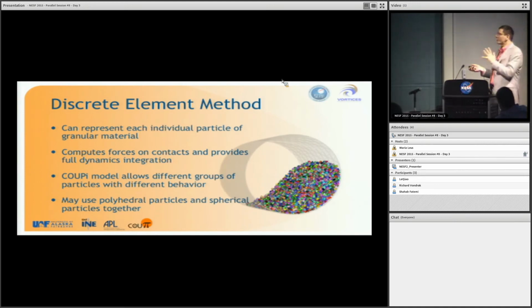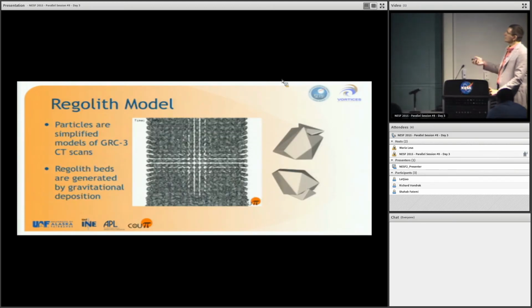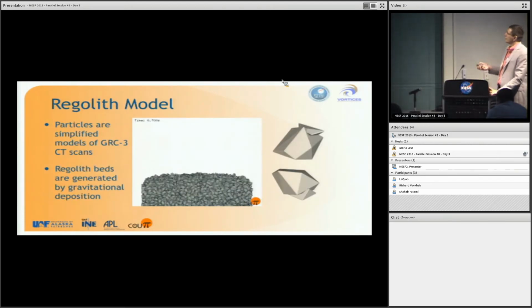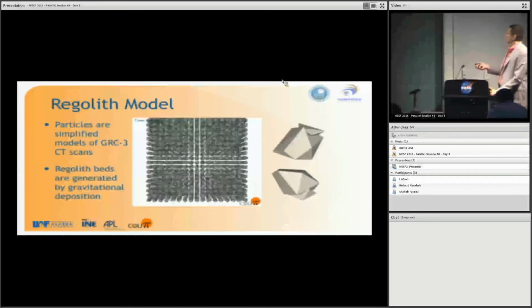So this first task is pretty much a ray tracing task. We're trying to figure out how deep protons can go through the little holes that exist between the grains. And the first task was to make the regolith model.